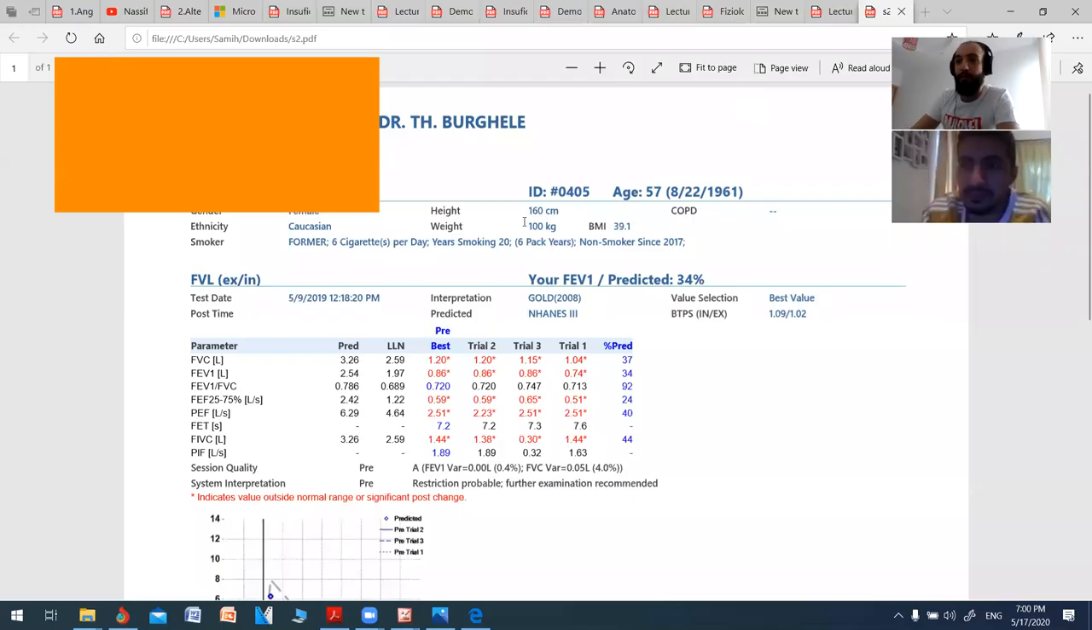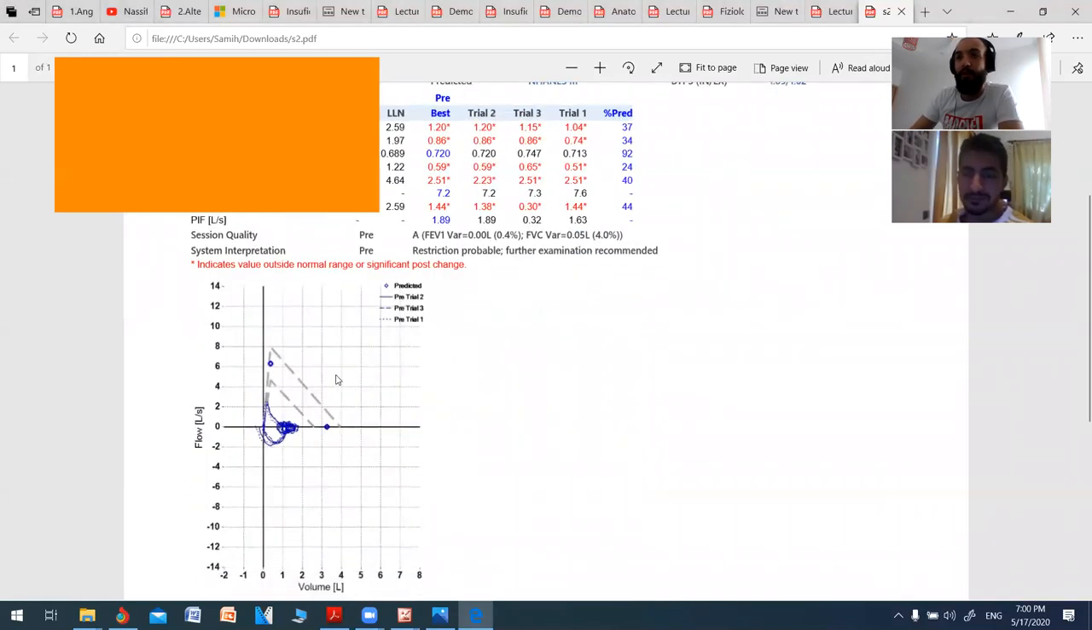Okay, the next example. Look at this. 57 female, 57 years old, former smoker. She smoked 6 cigarettes per day for 20 years. 6 cigarettes per day means, 20 is a pack, so a quarter pack for 20 years, almost 5-6 packs a year. Not a heavy smoker, right? Okay. Let's see the curve.